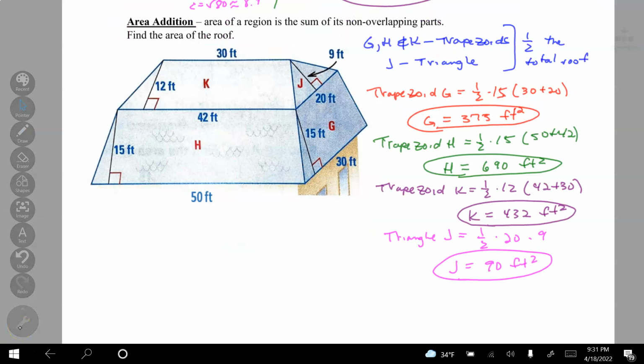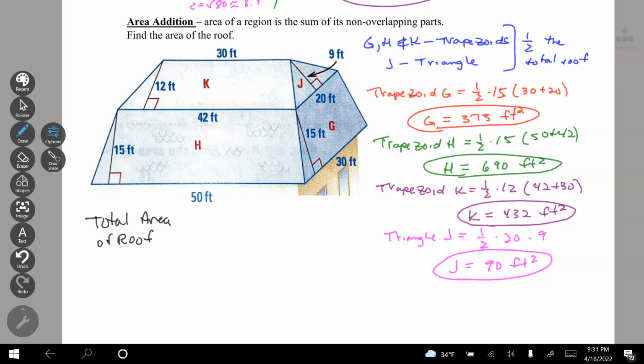So I did the 4 panels that I see here, and for G, H, K, and J, I did all the areas. The first 3 are trapezoids, the last one's a triangle. So my total area of the roof, which we see double, adding all these numbers together. So the total area is 31,774 square feet.